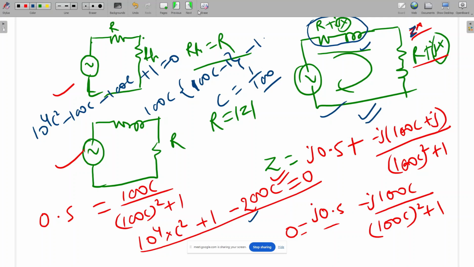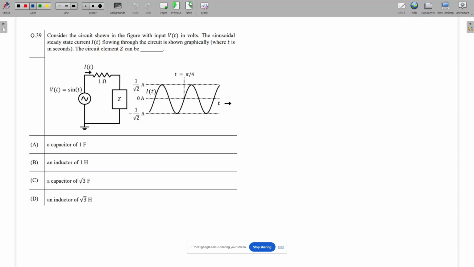Should I move to the next question? Okay, so this is, I think, a 2022 GATE question, or 2021 maybe. Simple only. The resistance is already given, the voltage source is sin t, so the frequency will be 1, and this is the current. So what will be the current equation?